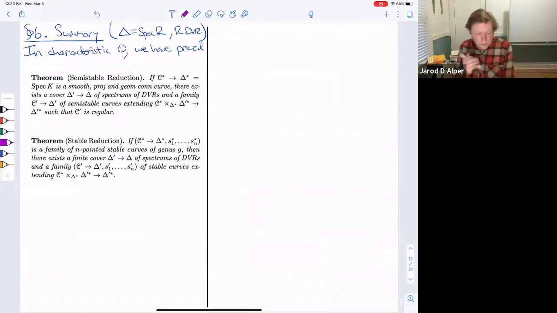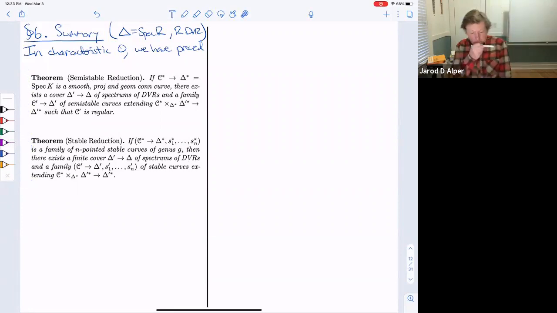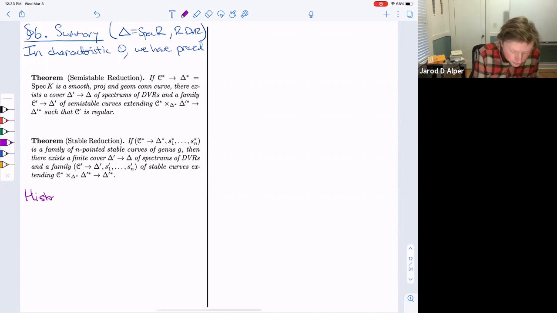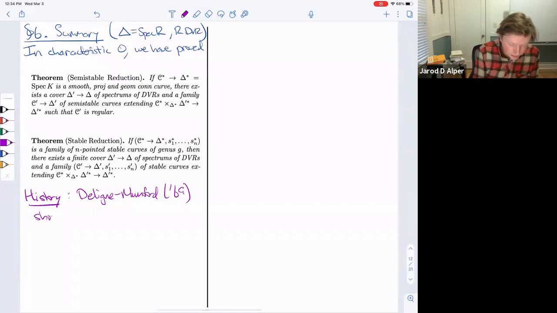So in characteristic zero, we've shown two things. We've shown the semi-stable reduction and the stable reduction. Some history here. In the original seminal paper by Deligne and Mumford, they didn't consider the pointed case, but they proved this. They showed stable reduction.